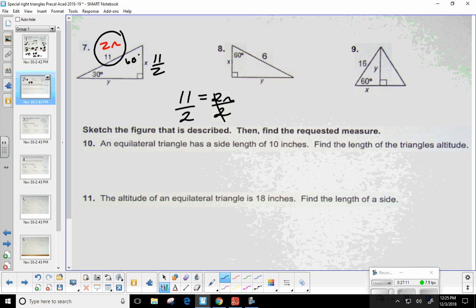So I know the shorter leg has to be 11 halves. Now, in order to find y, what's across from 60, well, I got to take that shorter leg and multiply it by what? Okay, times the square root of 3. So that square root of 3, is he going to multiply by the 11 or the 2? By the 11. Remember, I put him over 1 and then just multiply straight across. So this side right here should be 11 square root of 3 divided by 2. Okay.